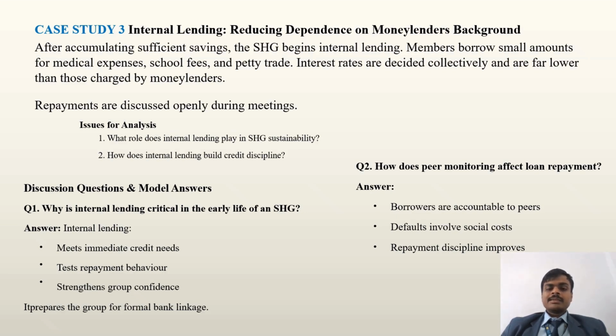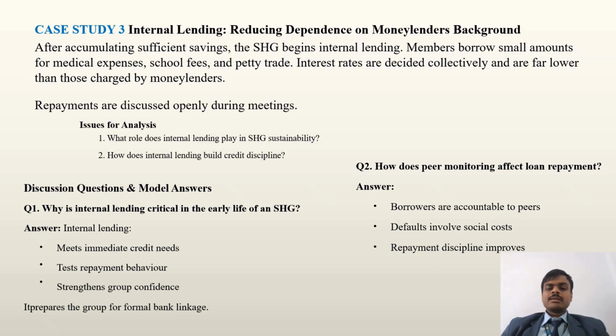The first question related to this is, what role does internal lending play in SHG sustainability? I'll be talking about four roles. The first is meets emergency needs, test repayment ability, increases group confidence, prepare group for bank loans.